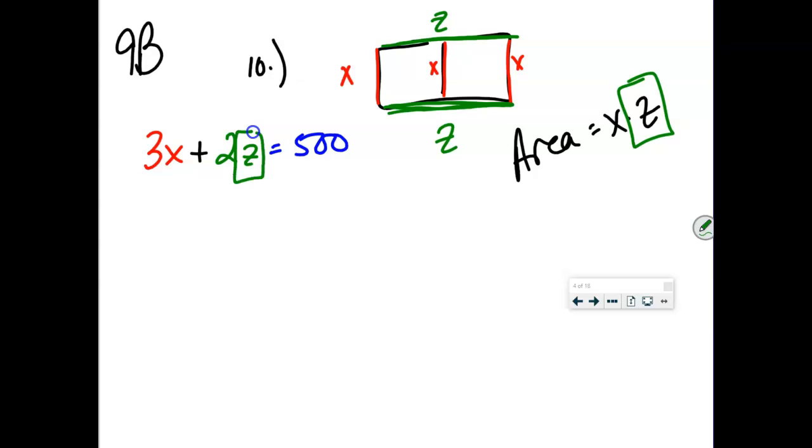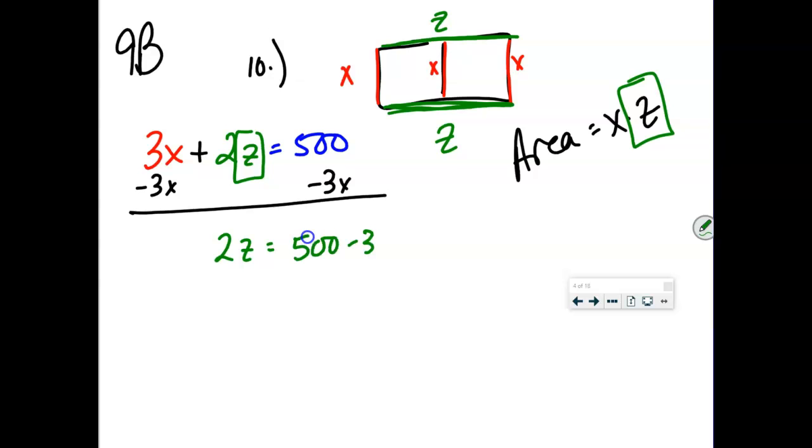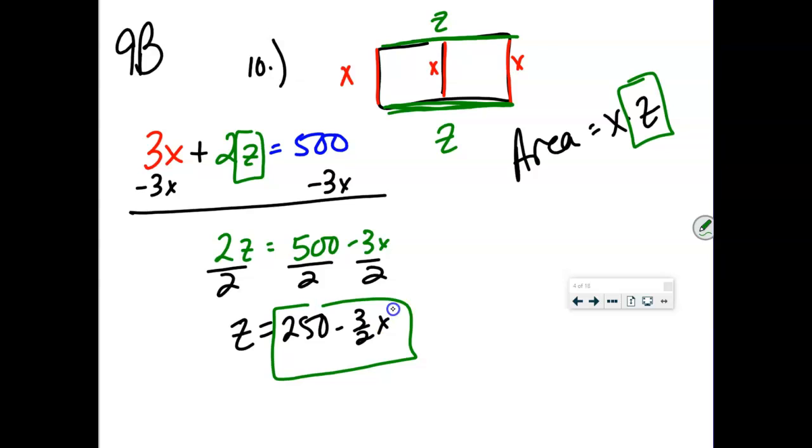Let's go over here. Can you rearrange this so it's another formula for z? Yeah, I think you can. And you don't even have to make it pretty, guys. Just subtract the 3x and make a big old divide by 2. If you want to divide by 2 separately like this, you sure could. Because I heard Cameron was just telling me 250 minus 3/2 x. That's beautiful. That's a z, by the way. So this gets thrown in for that.